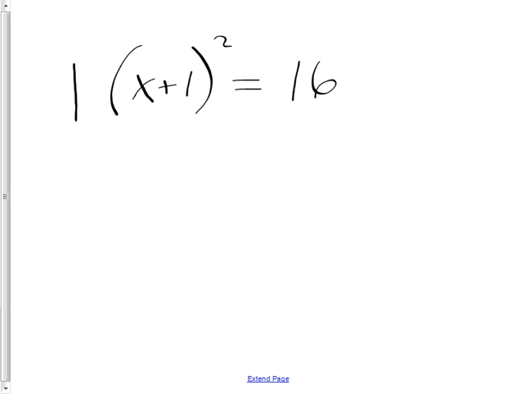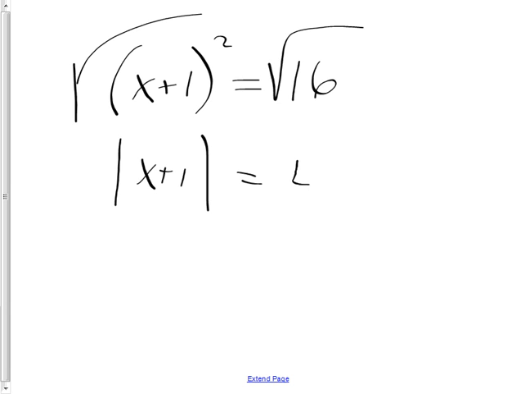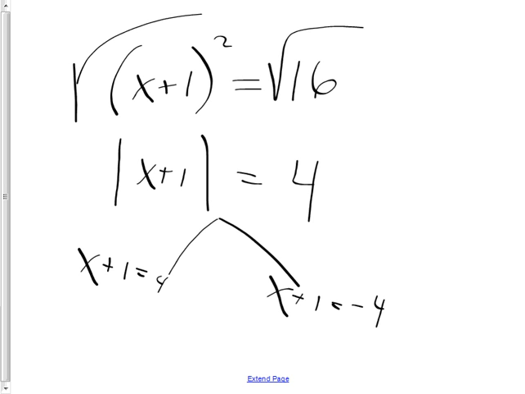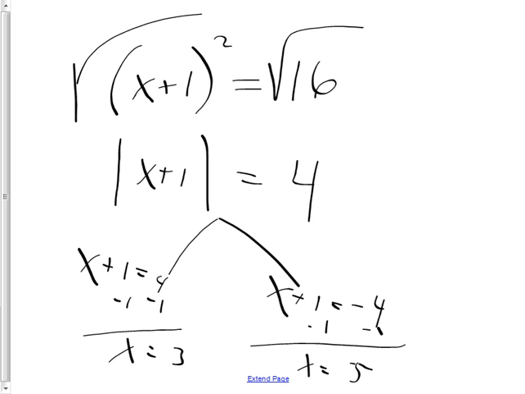Okay, you go square root, square root. Absolute value of x plus 1 equals 4. That breaks down into two problems. X plus 1 is 4. X plus 1 is negative 4. Subtract 1. X equals 3. Subtract 1. X equals negative 5. So you got 3 and negative 5.